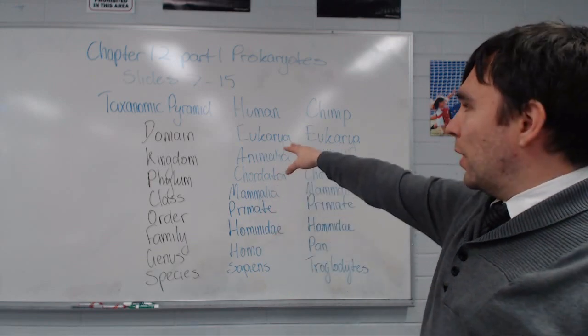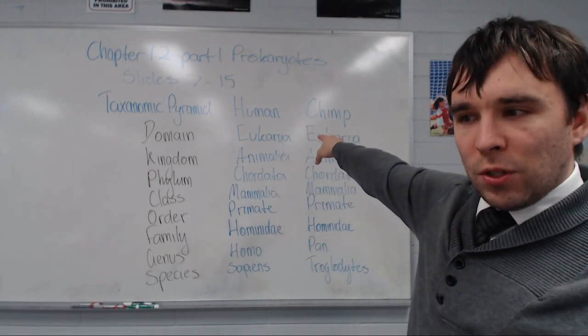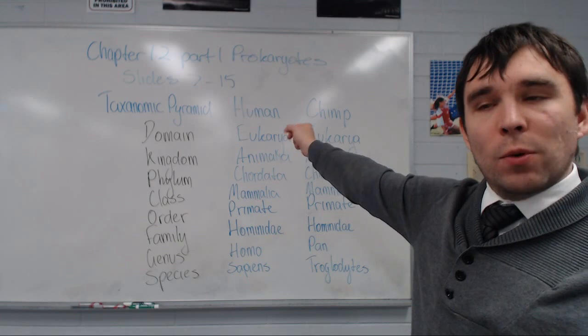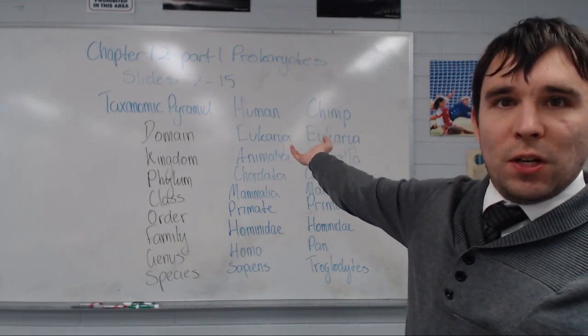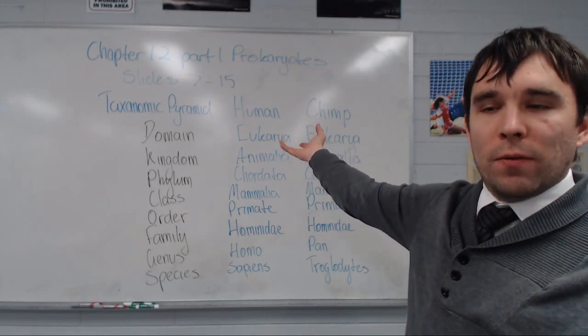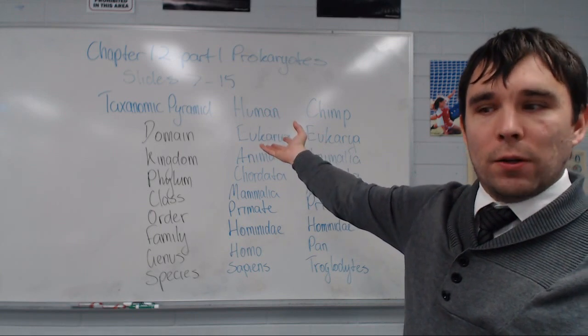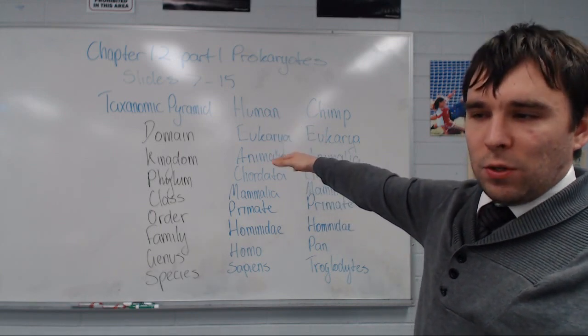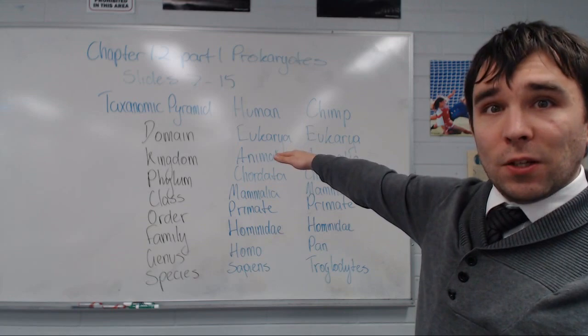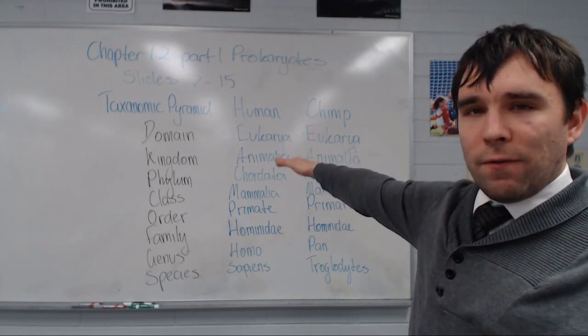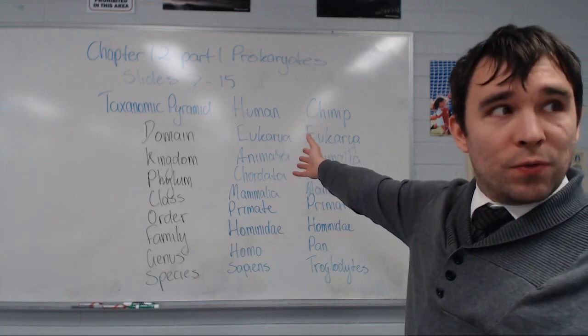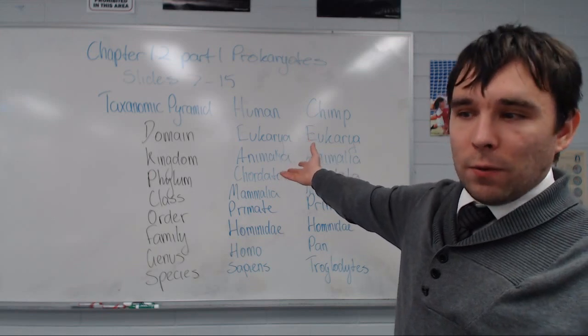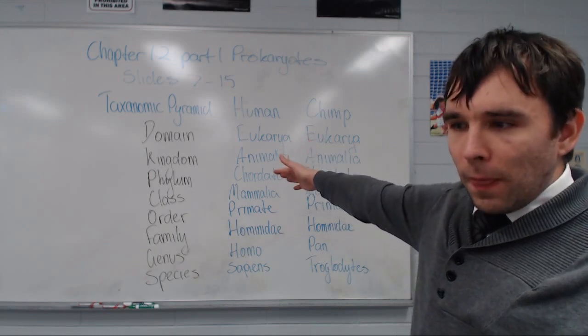So if we look here, both humans and chimps fall into the same domain, which is Eukarya, which is just a definition saying what type of cells they're made up of. The other type of cells are prokaryotes. Next we have the kingdom. In Eukarya, there are 5 different kingdoms, and these animals fall into the kingdom Animalia, which is why they're called animals. Next we have phylum.